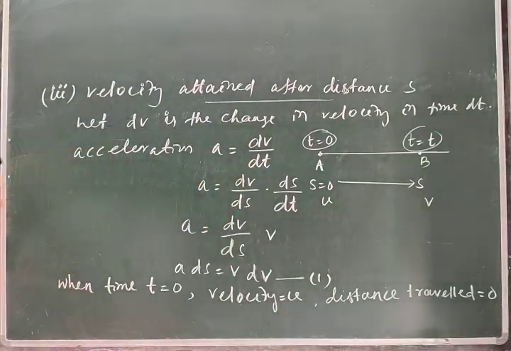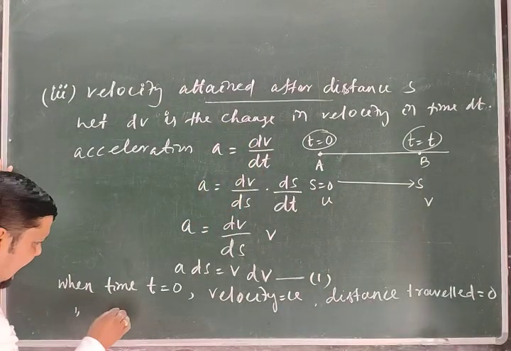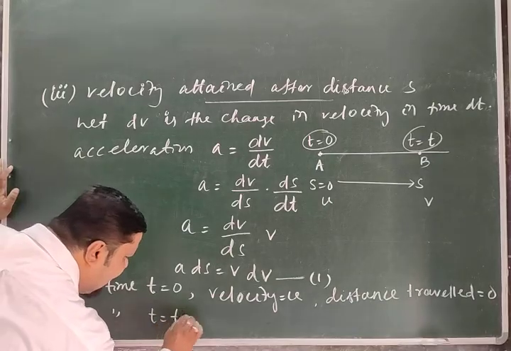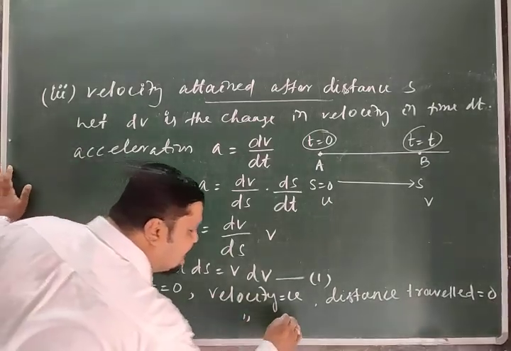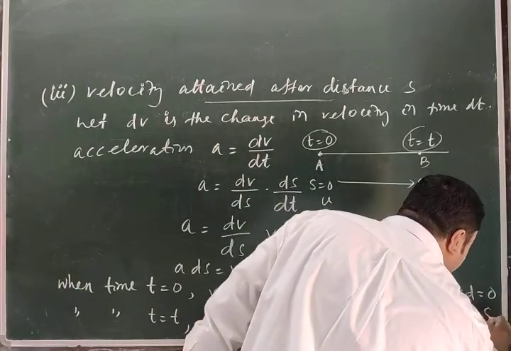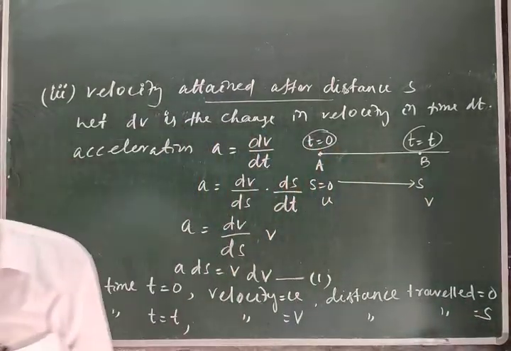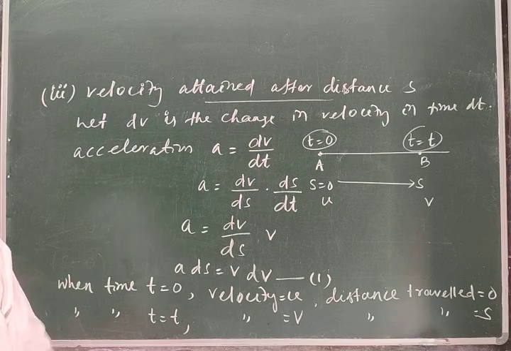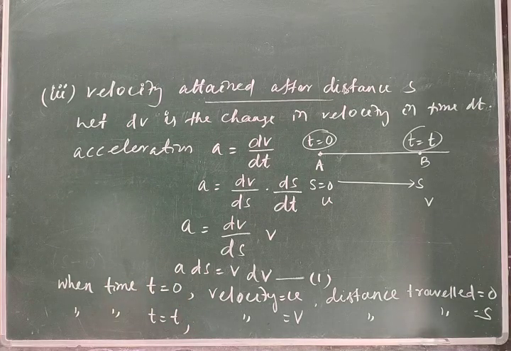So after the time interval, velocity changes to v and distance travelled is equal to s. So I made these changes from 0 to s. Clear? This time factor is not required here.